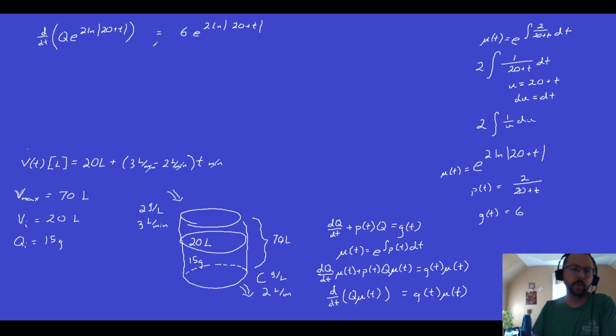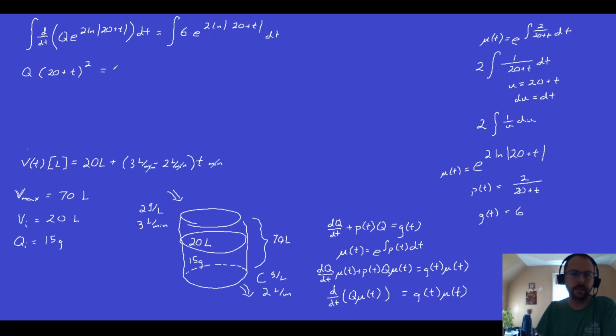Now, what we can do is integrate both sides with respect to t, because the integral of this derivative is just the thing that's in the parentheses. So that's really nice. dt. So we're going to have q times, and let's go ahead and simplify this. This simplifies to 20 plus t raised to the 2, because e to the natural log of something, you just bring that something down as the base, and then whatever was multiplied by it has to stay up in the exponent.